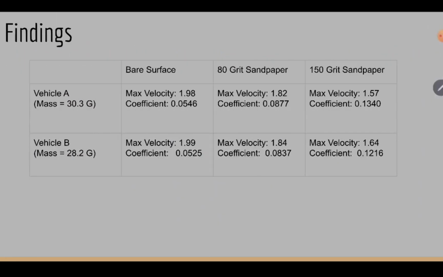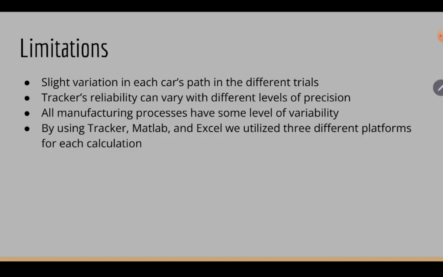So here were our findings. As we could see, as you progress to the higher grit, the max velocity reached was much lower. This is because the grit was applying a greater friction force against the cars. And while we did expect this, there were some things we weren't entirely sure about. Each car had a different kind of path as it went down that we couldn't really get to go straight.